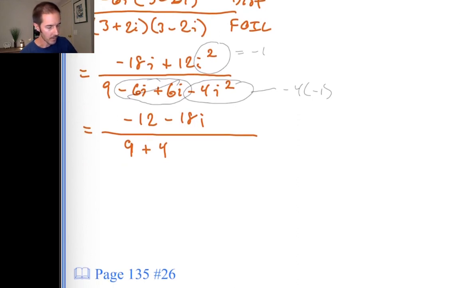All right, we're almost there. -12 minus 18i, all divided by 13. Is there anything else that we can do? Can I combine more like terms? Can I square another i, etc.? Doesn't look like it. Is this in standard form for a complex number? The answer is no. The numerator is a complex number, but it's being divided by that 13 down there. So what's the final maneuver? It's this. We're going to distribute the division.